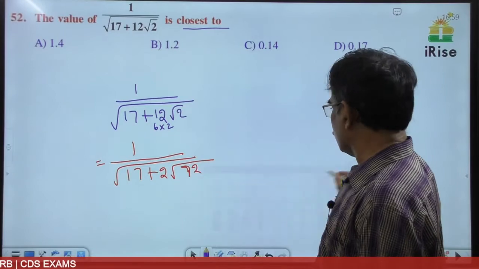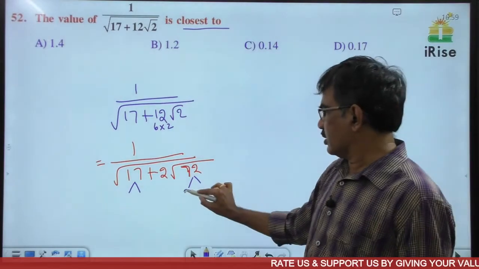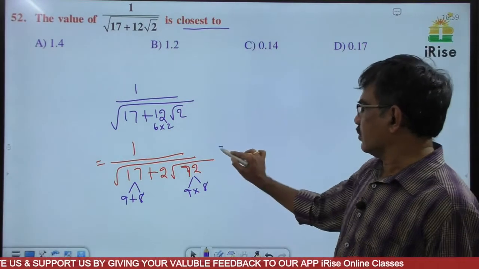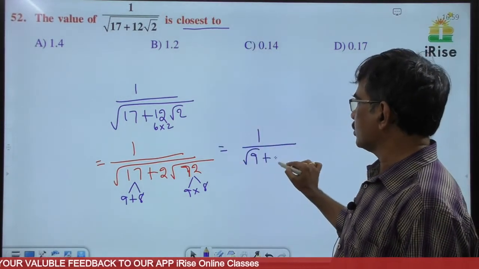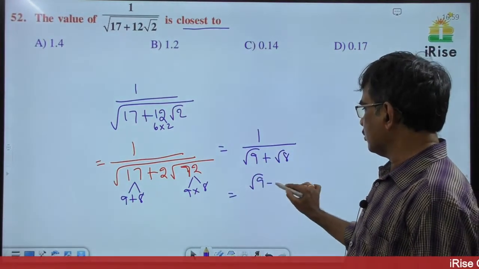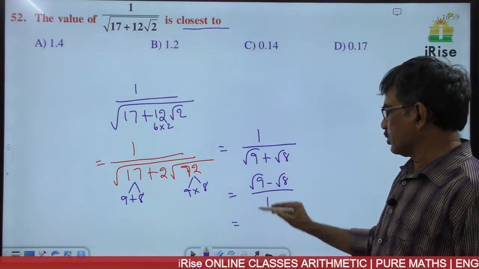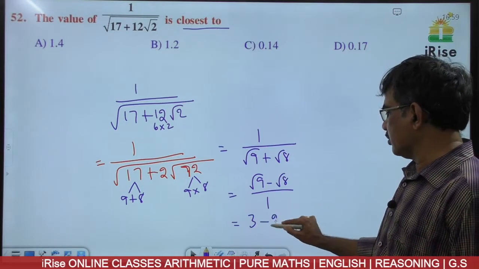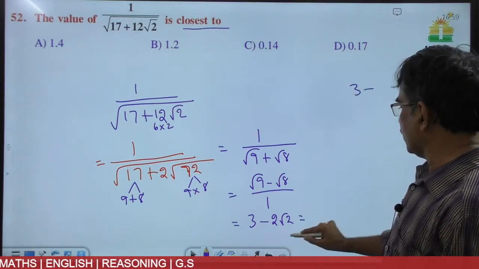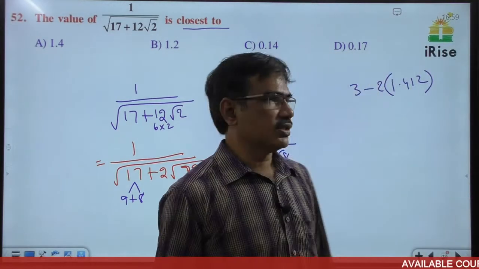Here this is a sum of two terms, this is the product of two terms and this is the sum of those two terms. What are those? 9 into 8, 9 plus 8. So therefore the denominator is 1 by (root 9 plus root 8). After rationalization, this can be written as (root 9 minus root 8) by 1. Okay. Root 9 is 3. Root 8 is nothing but 2 root 2. So what is the approximate value? This is nothing but 3 minus root 2 times 2, which is 1.414 into 2. Please check the nearest value.